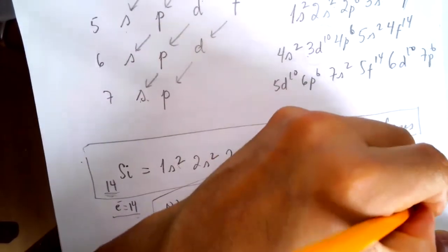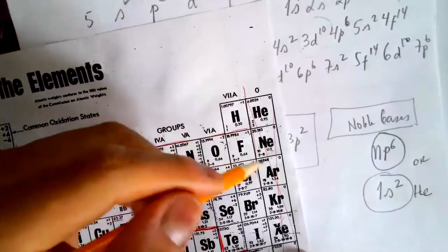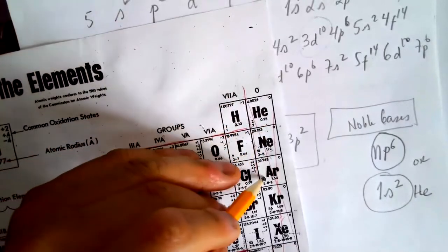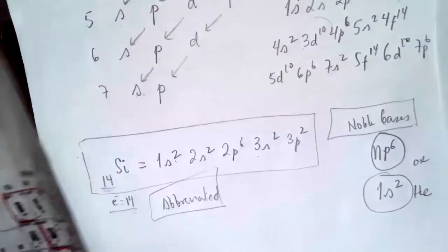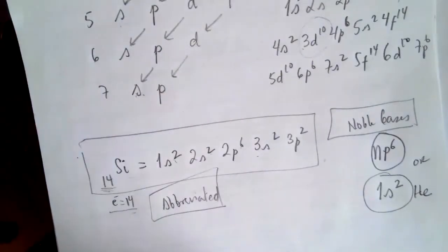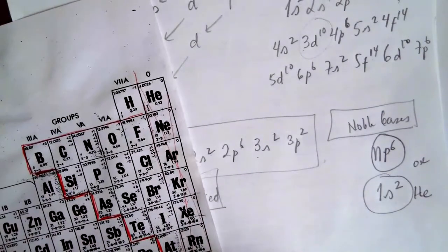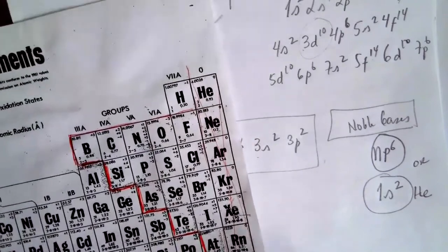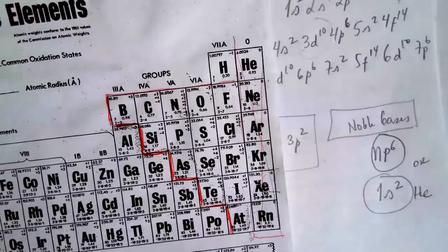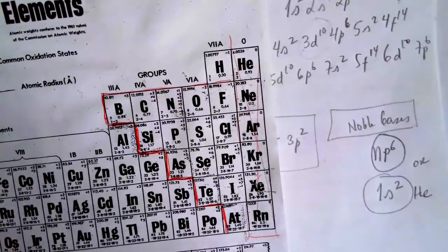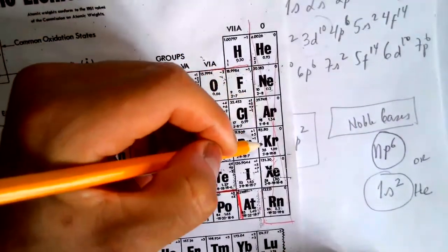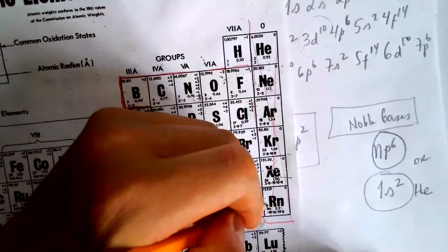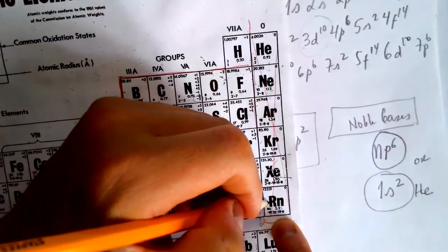Because 1s2 is helium. Helium is this noble gas, and helium doesn't have a P6. This one is P6. This one is 2P6, 3P6, 4P6, 5P6, 6P6. How come there is no 7P6? Well, because we don't have that many. Actually, there should be, because the actinides are here. Now the periodic table is growing so much that it is going to be difficult. But it is 2P6, 3P6, 4, 5, 6P6. So radon should end in 6P6.